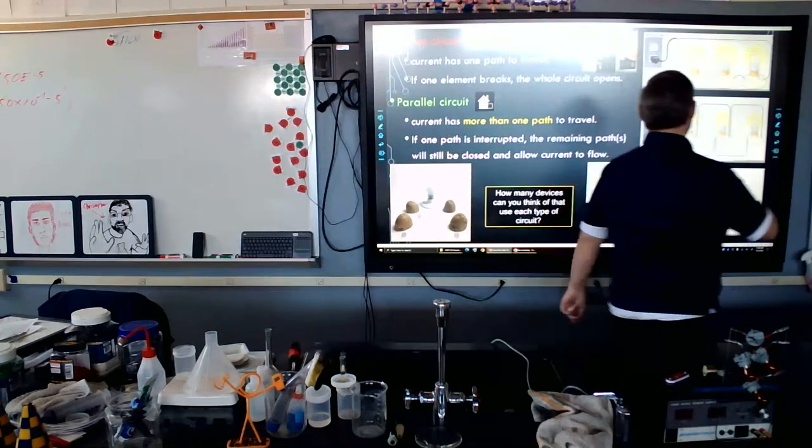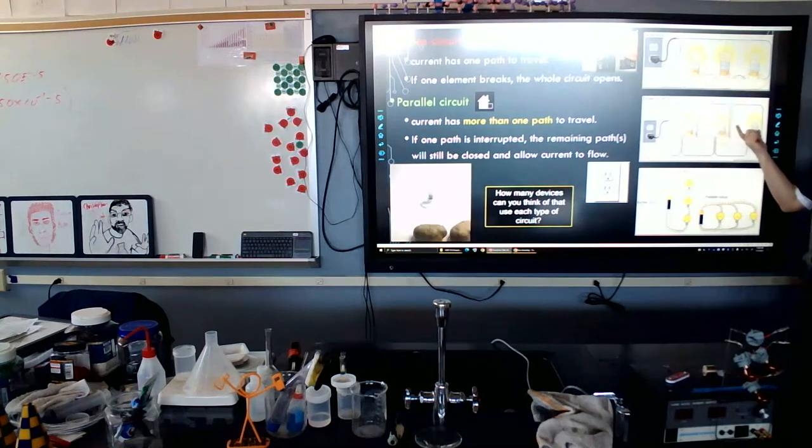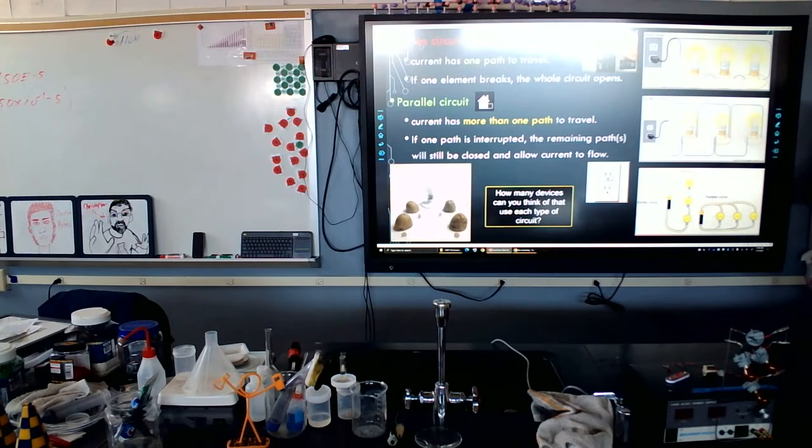So right now, you've got current traveling through three paths. There's a path and back. There's a path and back. There's a path and back. If I unplug this one, these two are going to stay on. That's how parallel works. Also important about parallel, the current in each light is independent of every other light, and the potential that each light sees is equal to whatever is coming out of the wall. So this one sees 110, this one sees 110, and this one sees 110 as well. With a series circuit, the potential has to be divided amongst whatever's in the circuit.